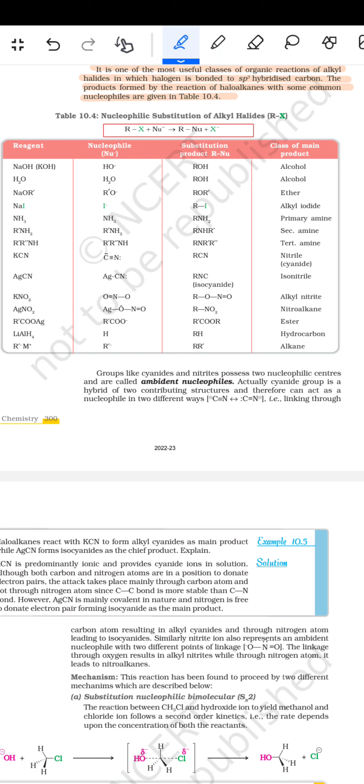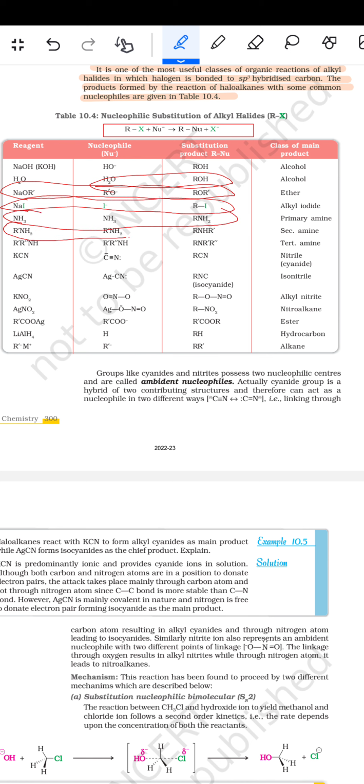तो NaOH, OH minus है, substitution product ROH हो गया. फिर H2O में H2O है और ROH है. NaOR में OR है और ROR बन जाएगा. फिर NaI में I minus है, RI बन जाएगा. NH3 है, RNH2 बन जाएगा. RNH2 में RNHR बन जाएगा. फिर RNH में R3N, फिर R4N बन जाएगा.